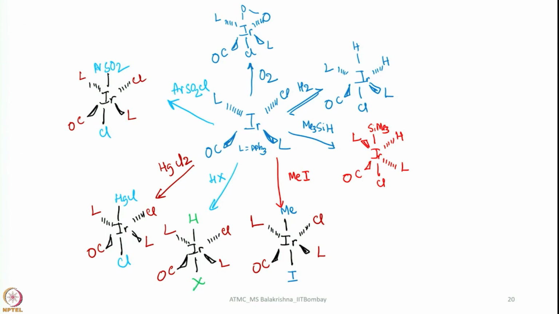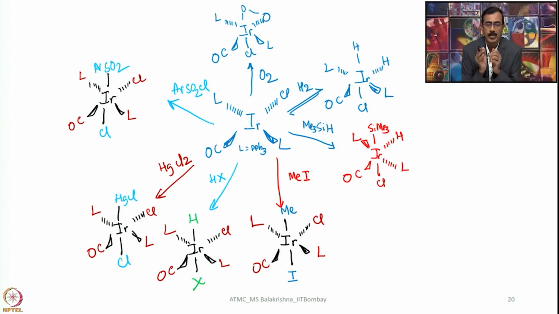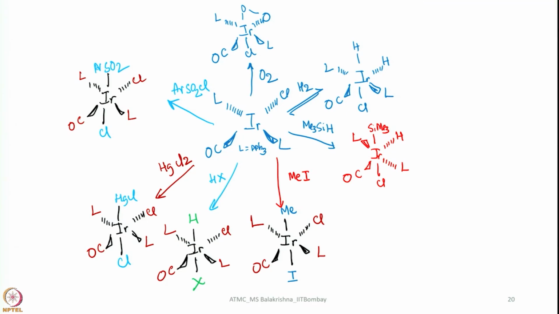So now I have written about 7 reactions. In all 7 cases, 7 different types of substrate molecules are undergoing oxidative addition on iridium(I), and in all these cases you can see iridium ended up in the +3 state, having 18 electrons and a coordination number of 6. Let me discuss all these reactions in my next lecture.